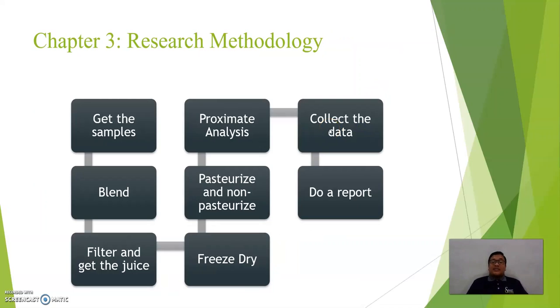For chapter 3, research methodology, I gave a simple flowchart of my work for the next semester. First, I will get the samples, blend them, and filter to get the juice. The juice will go through the freeze-dry process, and then I will divide it into pasteurized and non-pasteurized samples. Then I will do the proximate analysis of the samples, collect the data, and write a report.